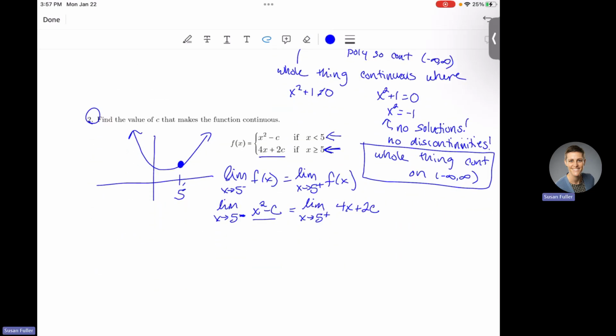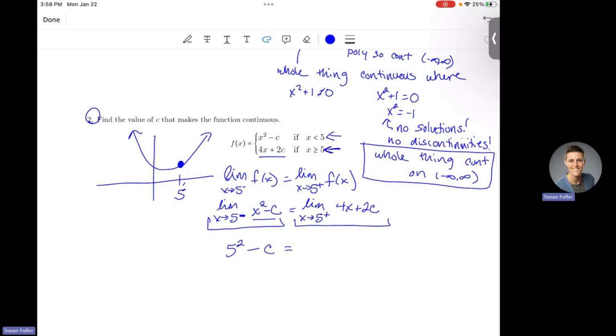And so since I need the left-hand limit to be equal to the right-hand limit, we're going to evaluate each of these and make sure that they are equal. So the limit as x approaches 5 from the left of x squared minus c, well, in order to evaluate this limit, the limit as x approaches 5 of x squared is going to be whatever 5 squared is. And then I'm going to have minus c because the limit as x approaches 5 of c is c.